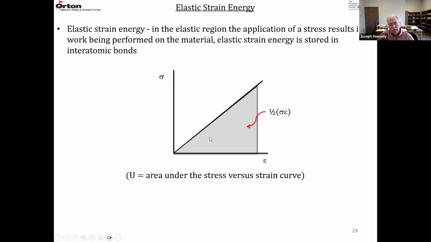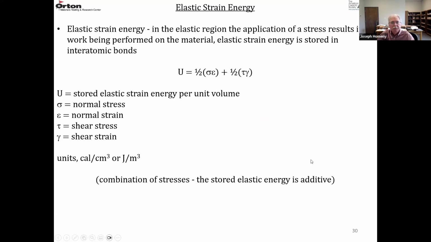So we go back to our stress strain curve, and 1/2 sigma epsilon is the area of this triangle. So U is simply the area under this stress strain curve. So you can calculate this energy rather quickly from a stress strain curve you get off a mechanical test machine.